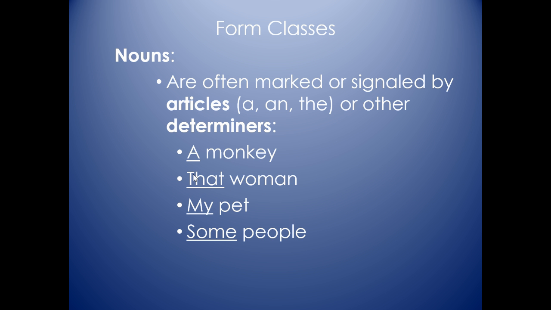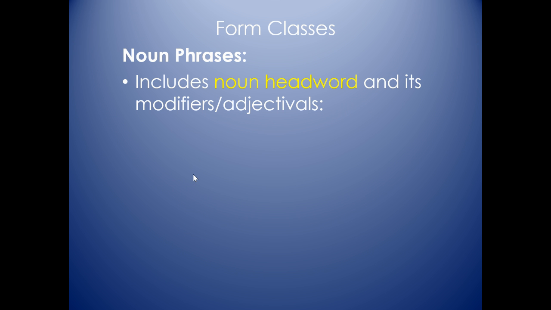Nouns are often marked or signaled by what we call articles and other determiners. So a determiner is actually the bigger category, and an article is going to slide in there. And we'll get to that when we get to the structure classes. Just know when we come across these kinds of words like a monkey or that woman or my pet or some people, those are trigger words or signal words that a noun is going to show up.